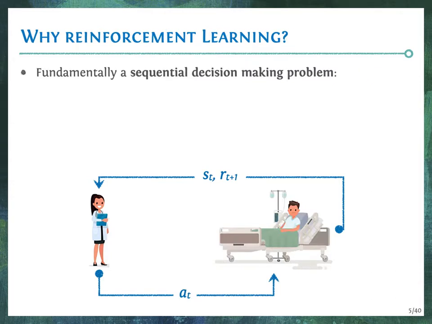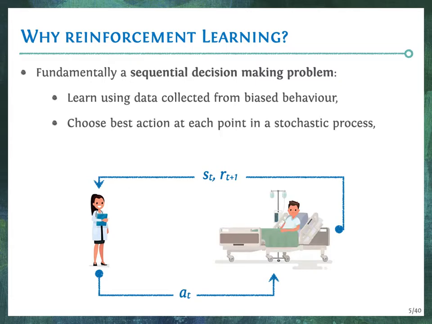We've chosen to tackle this problem in the reinforcement learning framework as it is fundamentally a sequential decision-making problem rather than purely a prediction task. So given examples of behavior in which agents might be acting suboptimally, we wish to choose the best possible action at each time in terms of drug dosage or vent settings, while capturing the stochasticity of the underlying process, the delayed effects of actions, and the uncertainty in state transitions and outcomes.